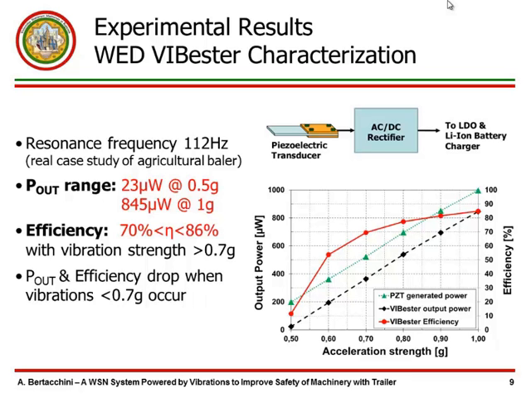Of course, output power and efficiency drop when low vibration occurs, because the generated power is small and most of it is used to supply the front-end electronics of the harvester.